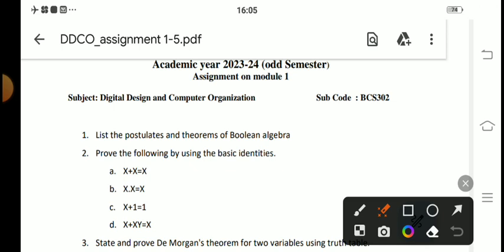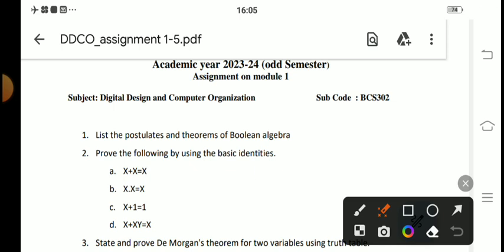Okay, the first question is: list the important postulates and theorems of Boolean algebra. Here you have to write the 10 important postulates and theorems, both in OR form and in AND form. If you write only in OR form and don't write it in AND form, you will get half of the marks assigned for it. So you have to write both the forms. They may ask you for 10 marks.